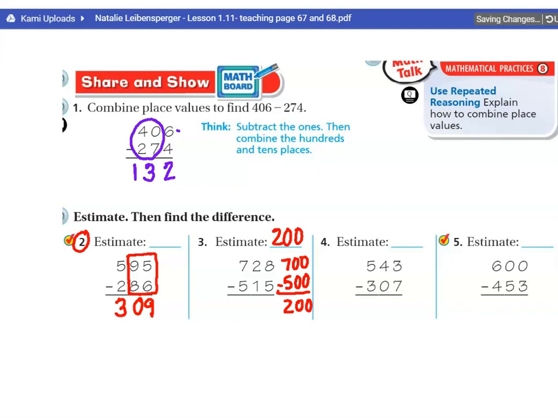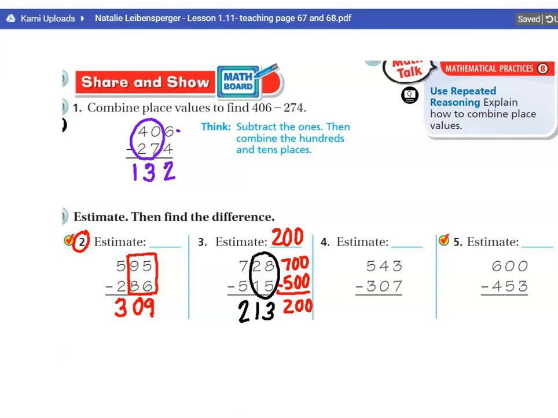So let's see. For this one, I'm thinking I can probably combine 28 plus 15, or sorry, minus 15. Keep saying plus, I have addition on my mind today. And I can subtract that, and I can get 13. And then I'll subtract my hundreds place.